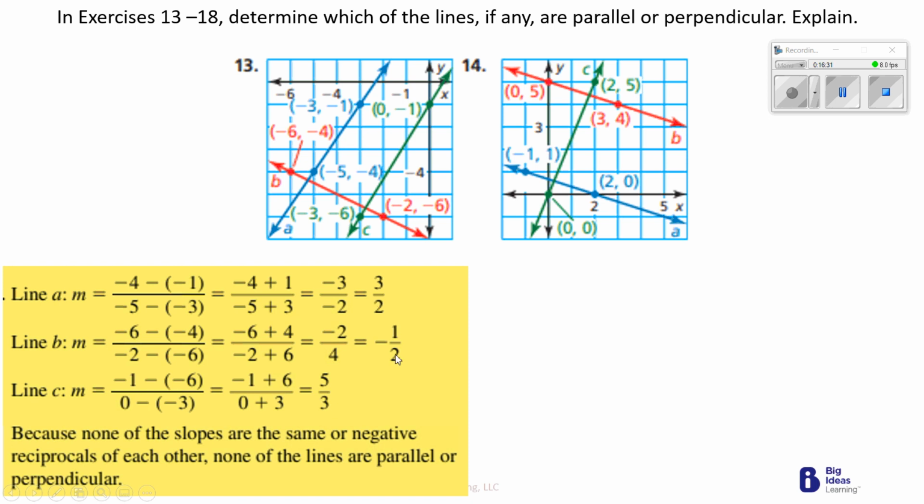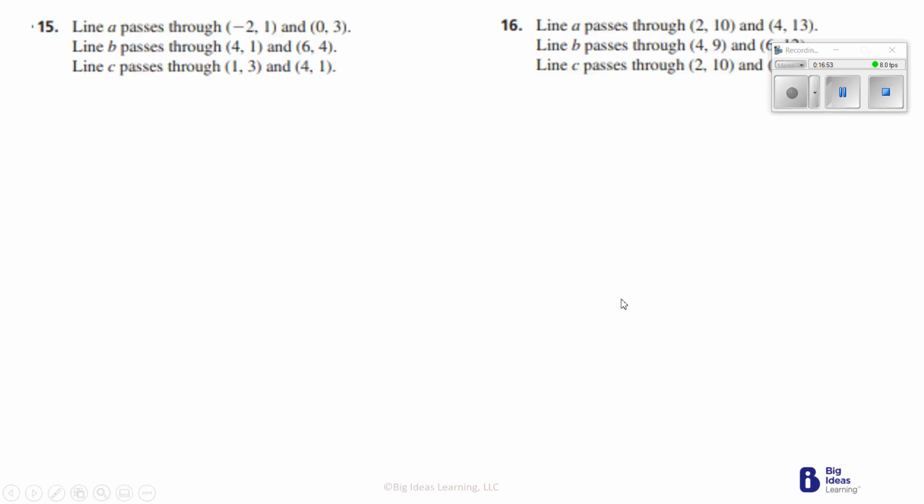As you can see, none of these slopes are the same, so none of them are parallel, and none of them are negative reciprocals of each other. So none of these lines are parallel or perpendicular. All right. Looks like you'll have to do number 14 on your own.